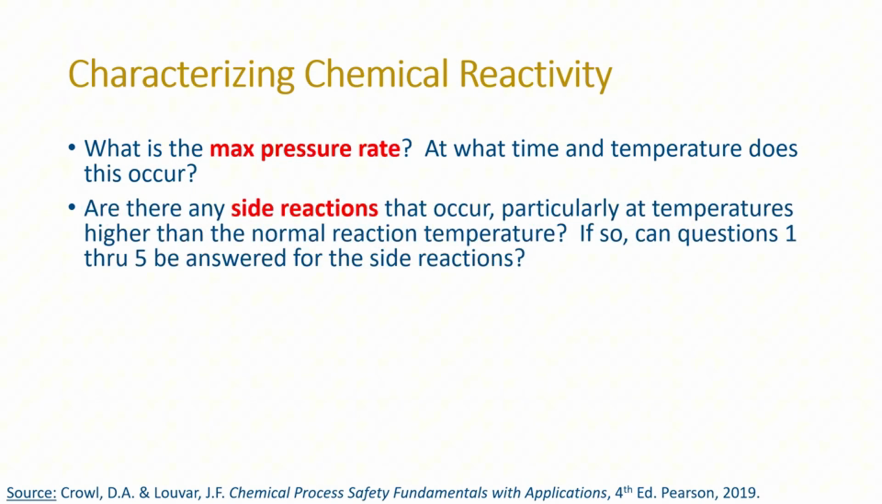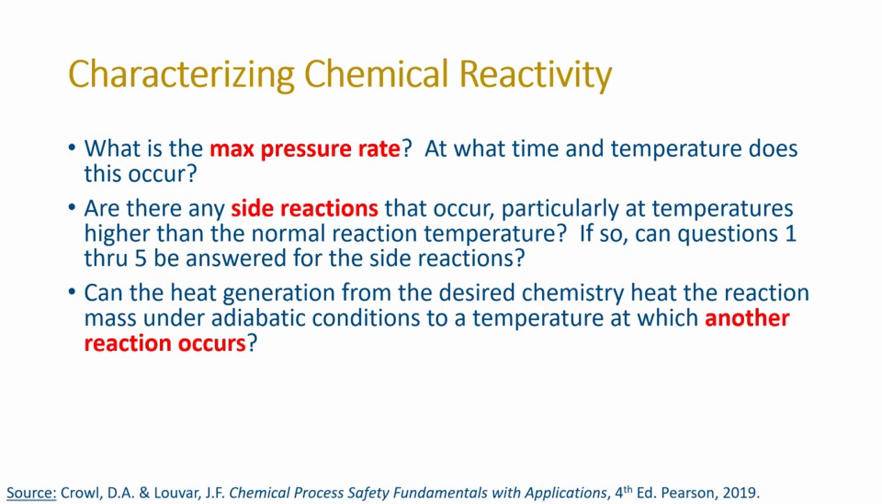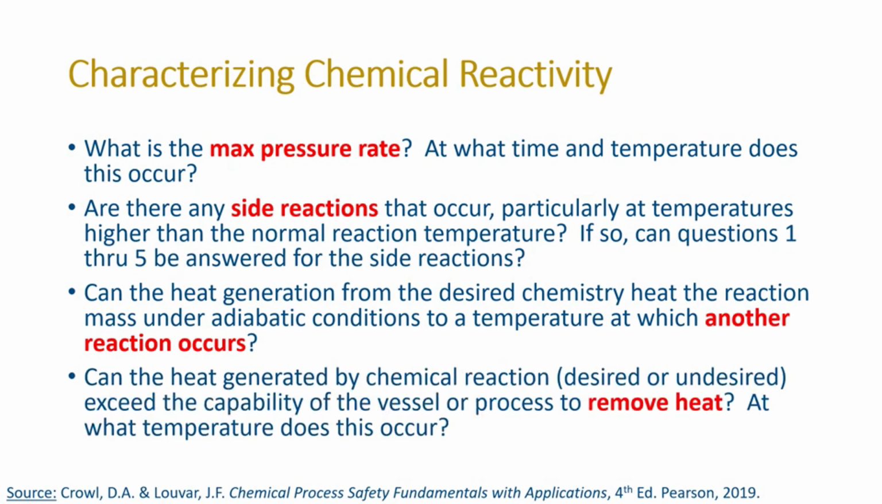Are there any side reactions that occur, particularly at temperatures that are higher than the normal reaction temperature? So again, think about deviant conditions here. If this is the case, can we answer the first 5 questions for these side reactions? Can the heat generation from the desired chemistry heat the reaction mass under adiabatic conditions to a temperature at which another reaction occurs? And can the heat generated by the chemical reaction, whether desired or undesired, exceed the capability of the vessel or process to remove heat? And at what temperature does this occur?